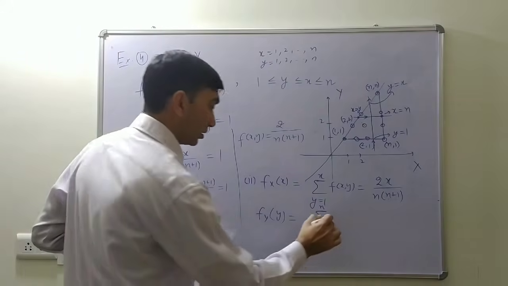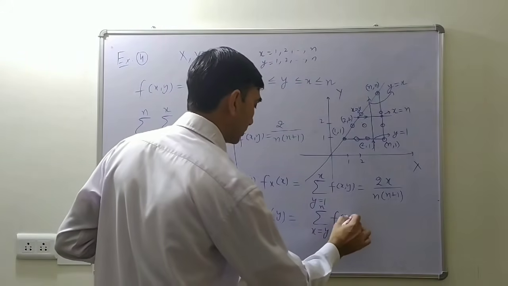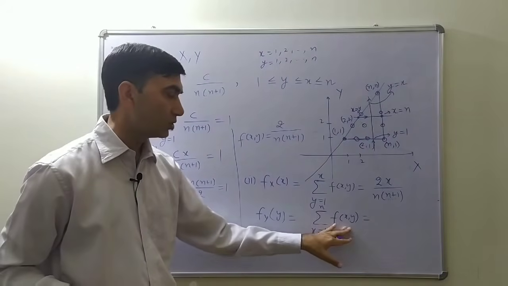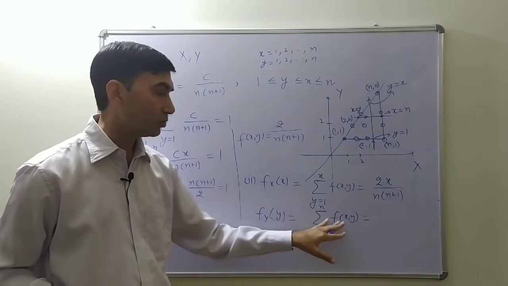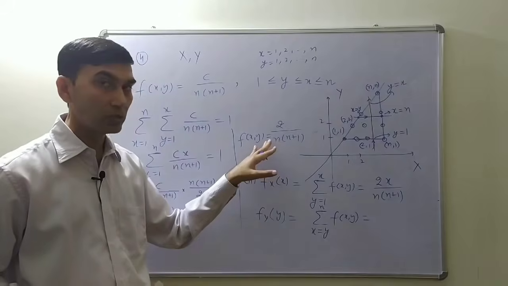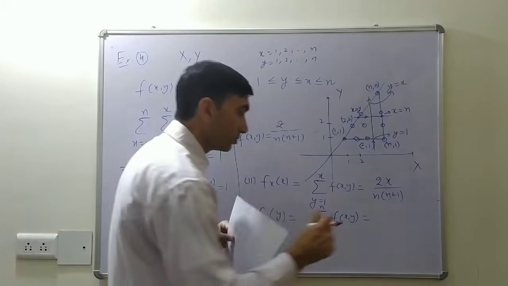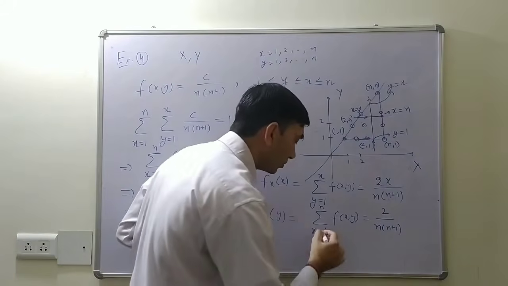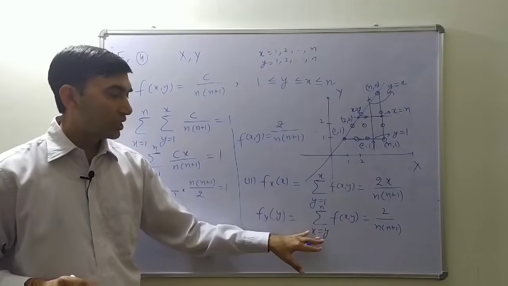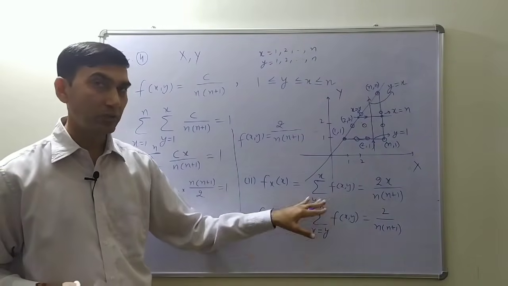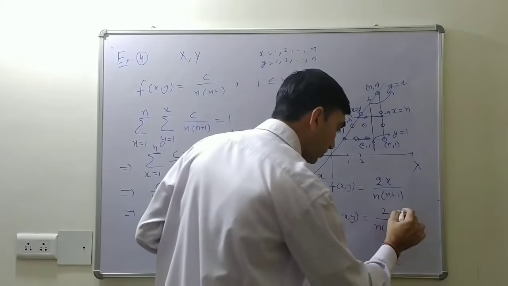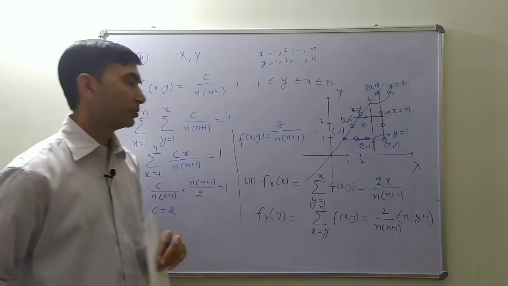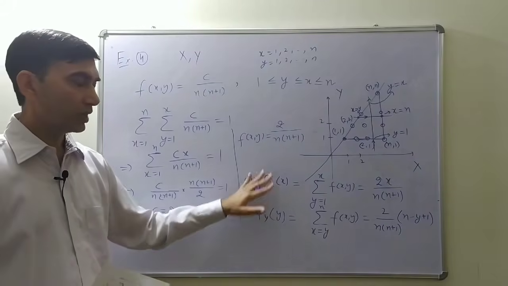Okay, and here fxy is 2 over n into n plus 1. You can substitute here. What is the summation from y to n for this constant 2 over n into n plus 1? This is added how many times? For x varying from y to n, n minus y plus 1 times. So these are the marginal densities of x and y.